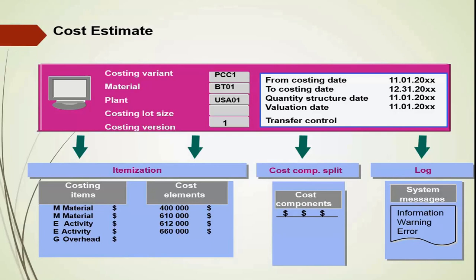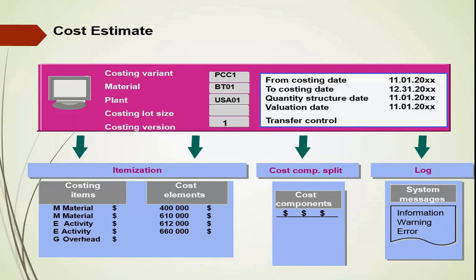Once you execute that, you have different views in cost estimate. In itemization, you'll see what is material cost, what is activity cost, what is overhead, spread across all those costing items. Then you'll have cost component split view, where you can see cost component wise. For example, material may be clubbed together in one component as a raw material cost. Then activity might have machine hours, or labor hours. So the cost components you defined in the earlier lecture, we learned what cost components you should define.